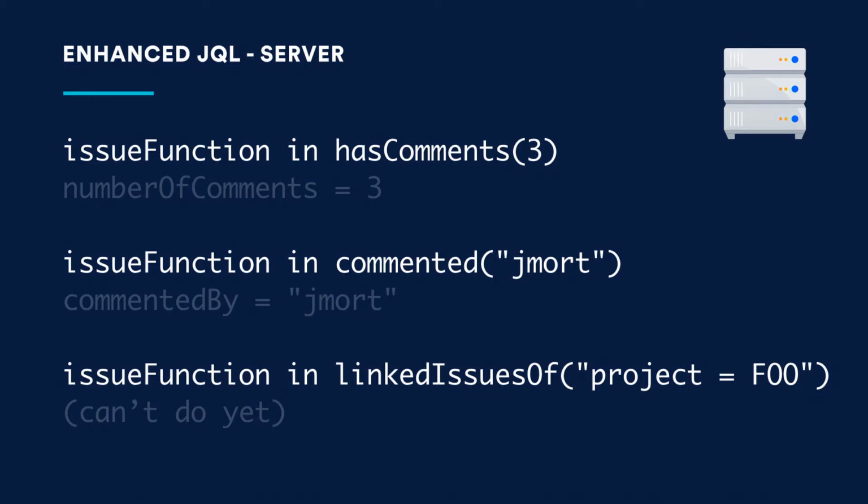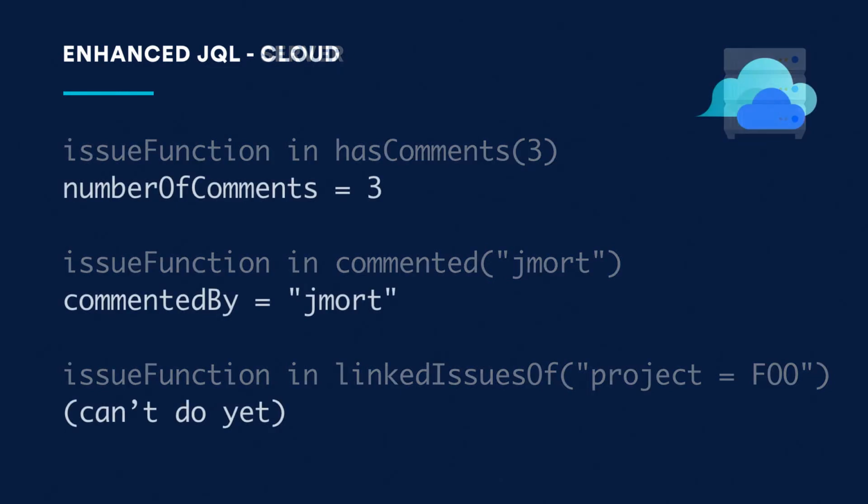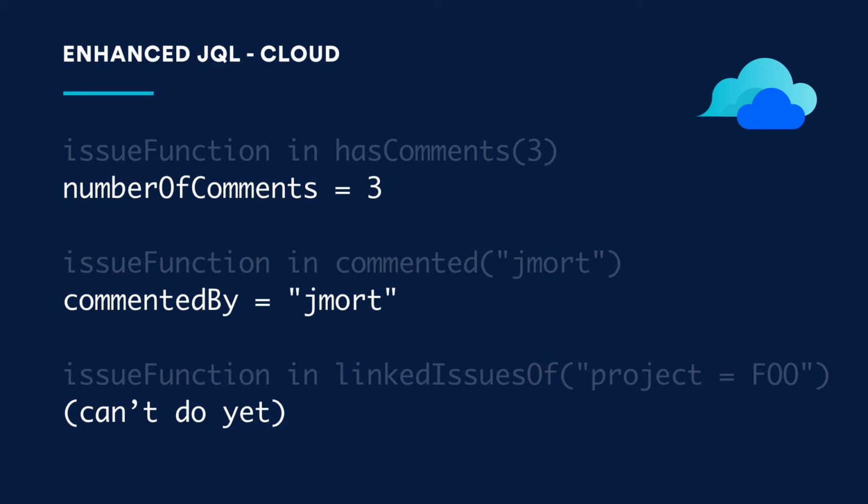So this is the JQL support. There is no JQL function support in cloud, so we have to think of different ways of implementing it, and we can use aliases. In the cloud, this is what enhanced JQL looks like. You have some property, for example number of comments equals 3, commented by John again, and then the bottom one, issue function in linked issues of project equals foo. This will get all the linked issues in project foo. We can't do this yet, but we're working on it, and now it's become a rethink feature.